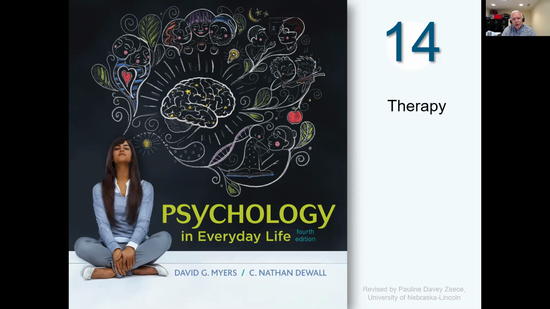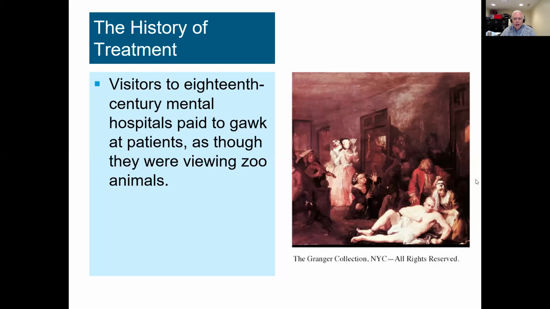So today we're going to talk about therapy. Basically, there are 2 broad categories of therapy we're going to be considering. One is psychological treatment and the other is biological treatment. And we will be exploring both of these types of therapy in this section. You may remember when we were talking about disorders, we mentioned that the treatment of disorders in the early days was very primitive.